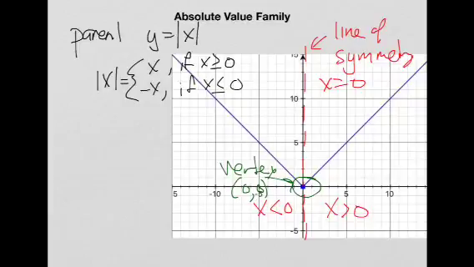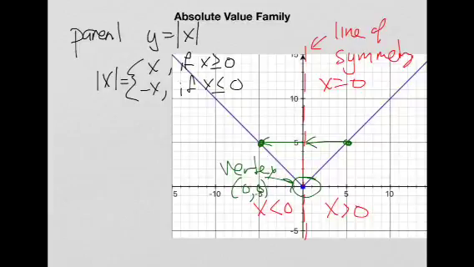So because we have that symmetry, we also have that same BOGO effect going on. If I pick any point on the absolute value, it has an evil twin or a mirror image on the other side. So when we solve these equations, this is why we get two solutions.